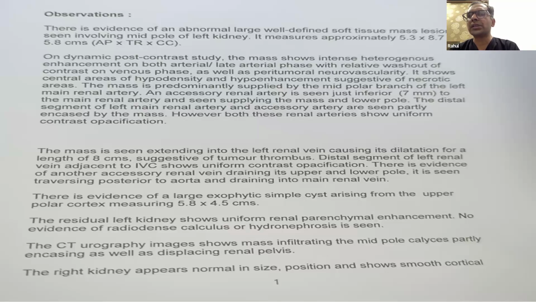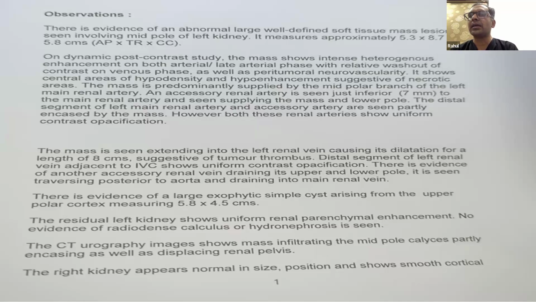On dynamic post-contrast study, the mass shows intense heterogeneous enhancement on both arterial and late arterial phases with relative washout of contrast on venous phase, as well as peritumoral neovascularity. It shows central areas of hypodensity and hypoenhancement suggestive of necrotic areas. The mass is predominantly supplied by mid-polar branches of the left main renal artery.